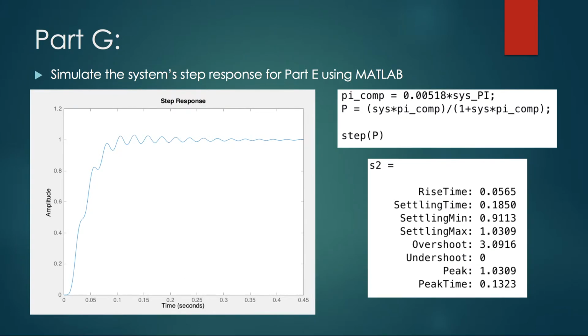Part G, simulate the system step response for part E using MATLAB. Here's the step response and the code that I used to achieve it. There's also the step info. The peak time is significantly longer than the last one, however, it does reach our desired value and our desired steady state error. There's no undershoot, overshoot of only 3.1%, rise time of 0.0565, so only 0.02 more than the last one. I would say it's a pretty good response.